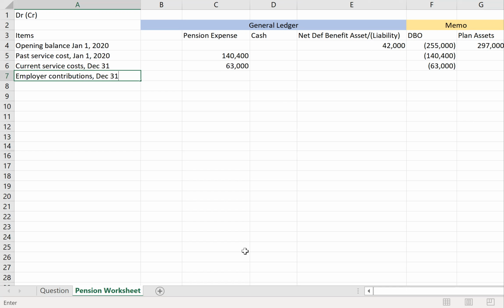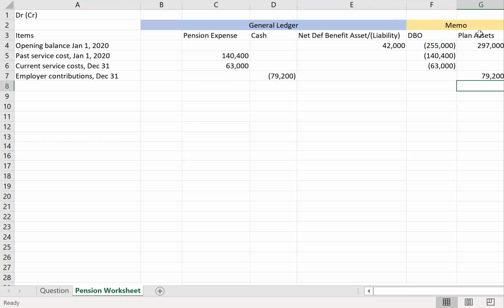We can assume those are at the end of the year because it doesn't say. So employer contributions decrease cash from the company and increase the plan assets. So if you think about it this way, the corporation's taking money out of their bank account and putting it into the bank account of the plan. So it's decreasing the corporation's cash and it's increasing the assets.